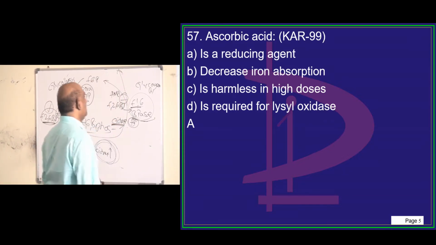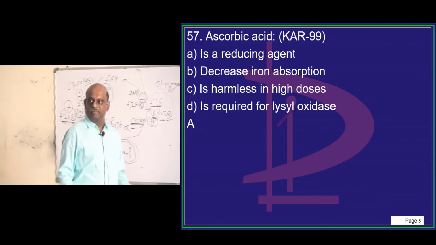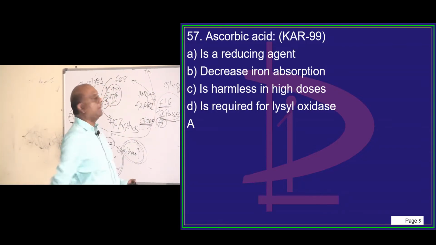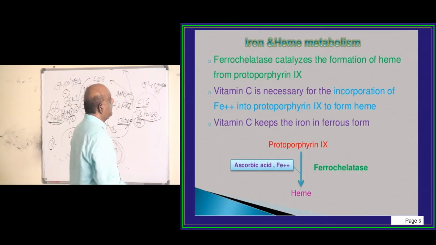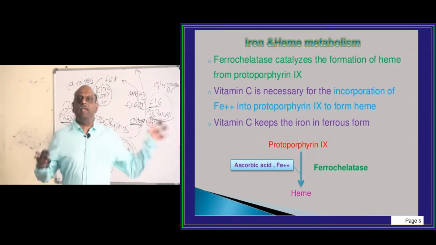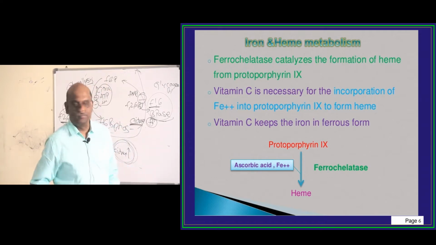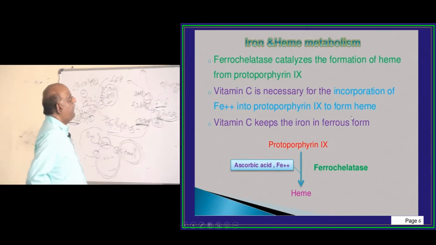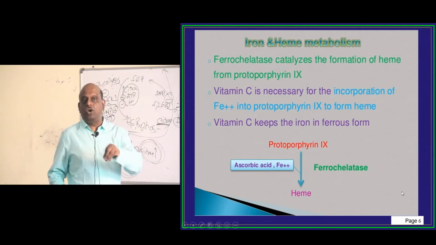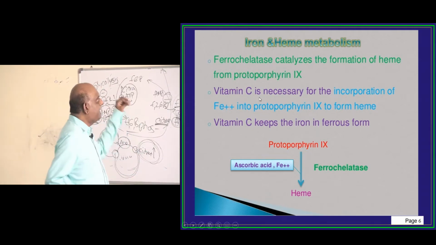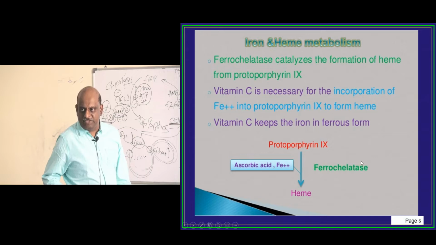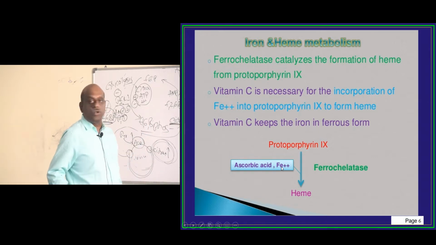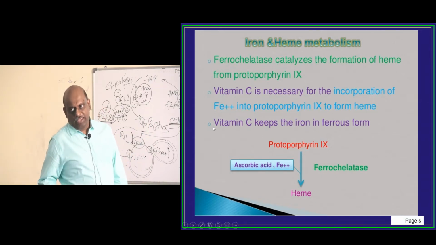Ascorbic acid, what is it? It is a reducing agent. It increases the iron absorption, basically. So ascorbic acid has a lot of role. Number 1, vitamin C is very much required for the incorporation of the iron into protoporphyrin to form the heme. So protoporphyrin 9 becomes heme, you have a ferrochelatase enzyme, and it basically requires ascorbic acid and Fe+2 is what you should remember.